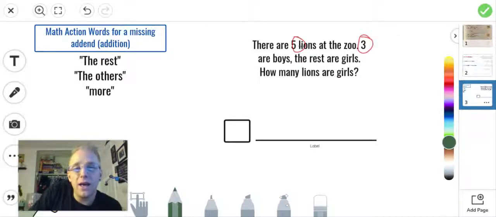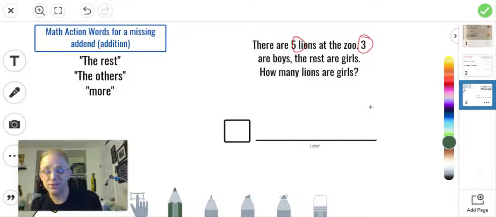There are 5 lions at the zoo. 3 are boys, the rest are girls. How many lions are girls? So I need to figure out how many of those lions are girls. And it told me that 3 are boys. So I know that there's a missing number there.